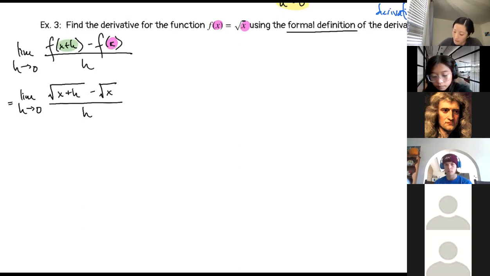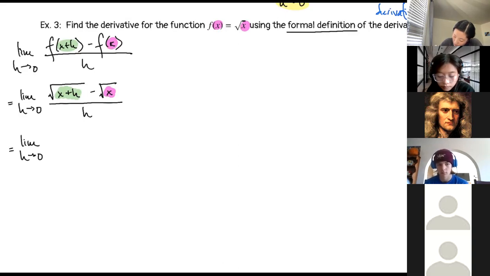Okay, so I've got my f of x plus h, and I have my f of x. So if I try plugging in 0 for h, I'm going to encounter a problem because I'll have a 0 in the denominator. So how have we fixed this in the past? How do we handle a situation that has square roots?